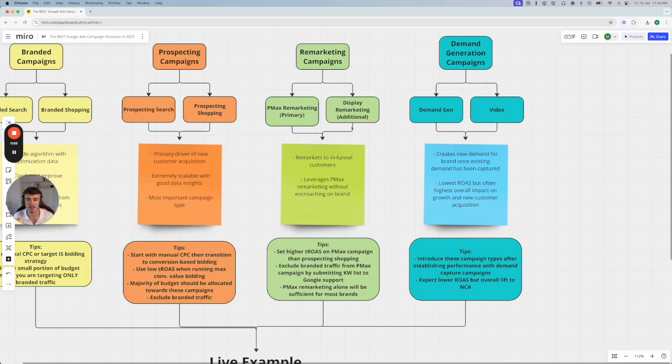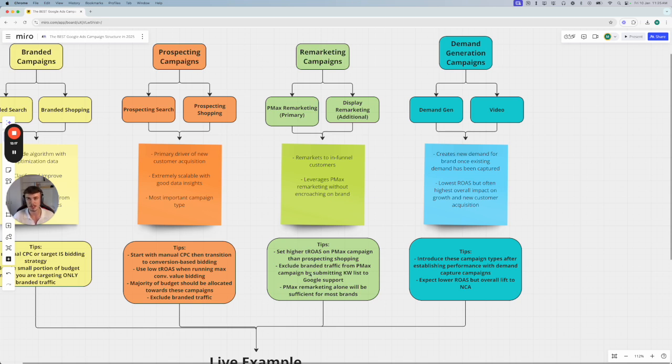Engage in these campaigns for remarketing if you need, but I usually recommend going with PMAX first at this point in time. So when you are using this PMAX campaign as a remarketing campaign type, set a higher TROAS on the PMAX campaign than prospecting shopping. This is very, very important. This is the most important thing, or one of the two most important things you need to do on this PMAX remarketing campaign. Needs a higher TROAS, right?